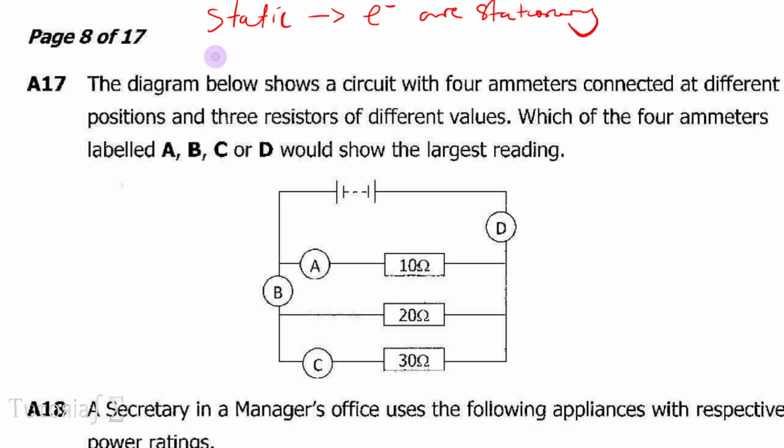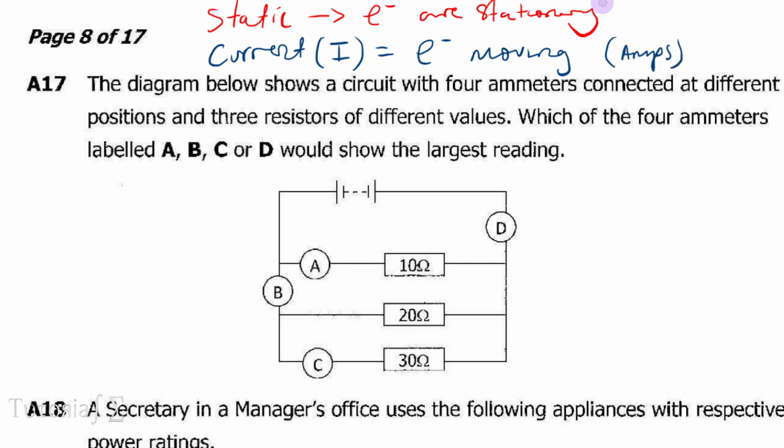And now we're going to look at current with the symbol I. So wherever you see the symbol I, that is current, and it is measured in amps. This is basically when electrons are moving, measured in amps. Static electricity is measured in coulombs. That is charge.